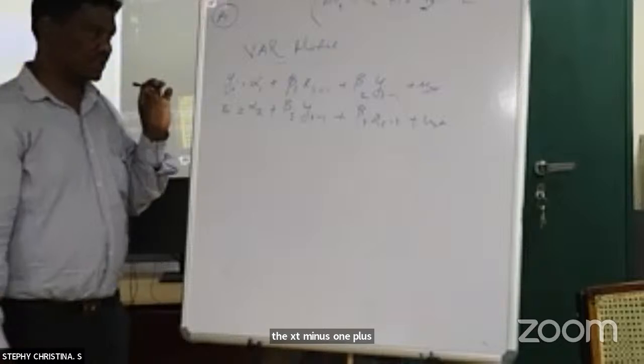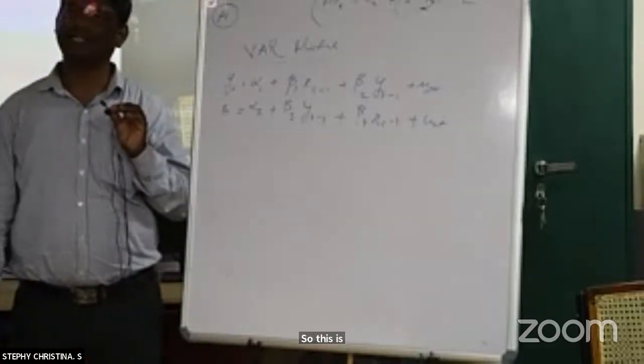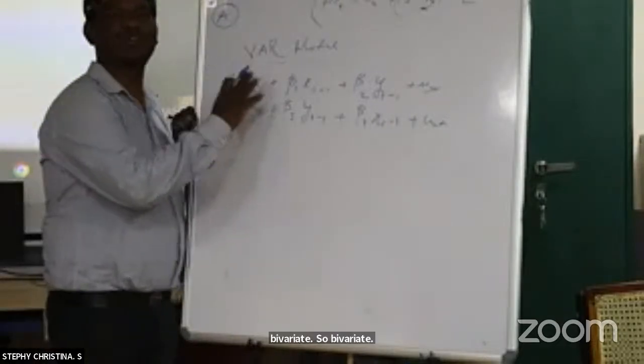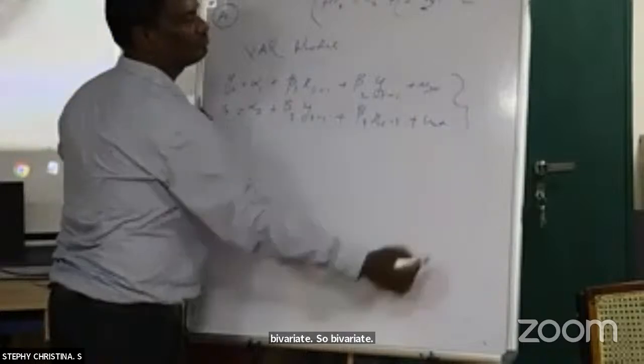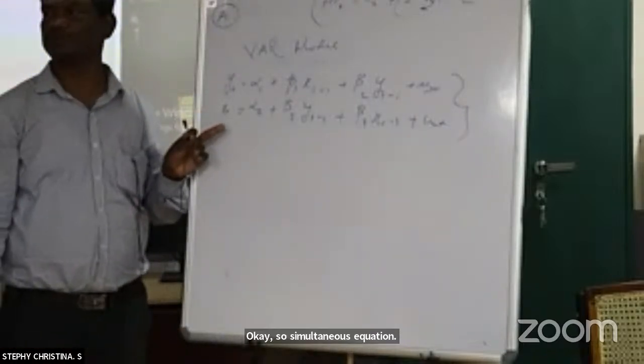So this is the bivariate. It's a simultaneous equation, the VAR setup. Understand, no? Got it, no?